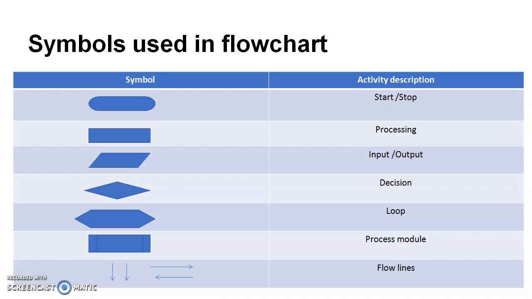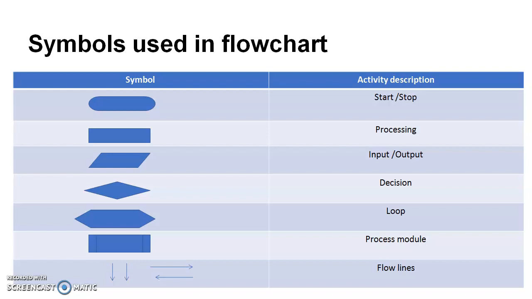Then there is a loop. A loop indicates iterative statements present in your flowchart. Whatever conditions are specified, or the number of times a particular block of statements is to be iterated, is specified in the loop symbol along with the condition to stop the looping or iterations. Then there is a process module which indicates a subroutine or a function call in your flowchart. There are flow lines connecting all these standard symbols in the flowchart.